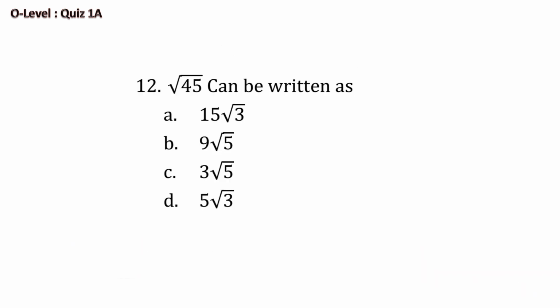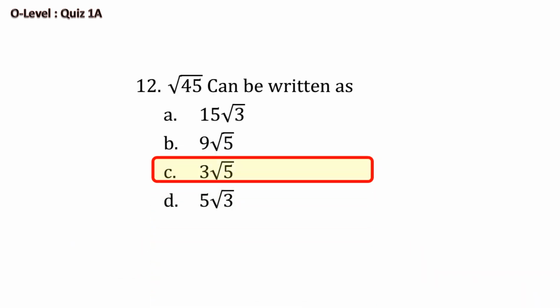Question 12. Root 45 can be written as, we simplified this in a previous lesson. As for those who have gone through the lesson, if you have not gone through the lesson, visit the website and get a copy of the PDF and have an idea on what to do here. Root 45 is the same as root 9 times root 5, but root 9 is actually a square number. That gives us 3, so we leave it as 3 root 5. So it can be written as 3 root 5.